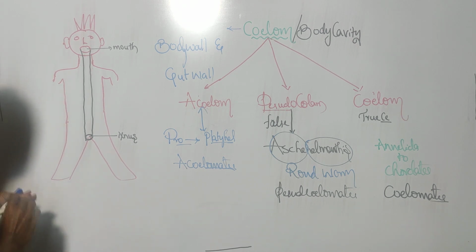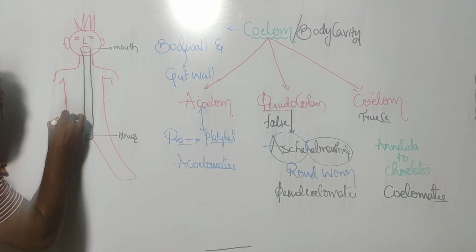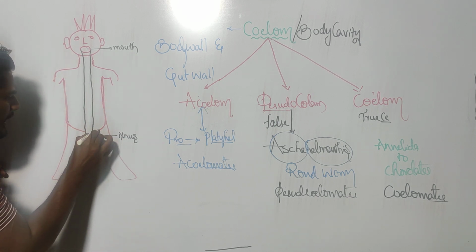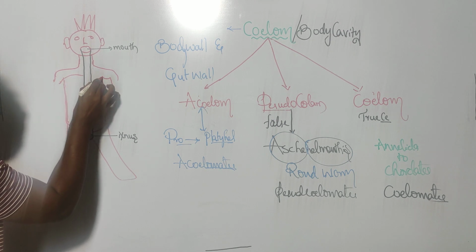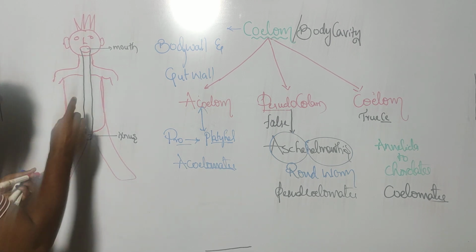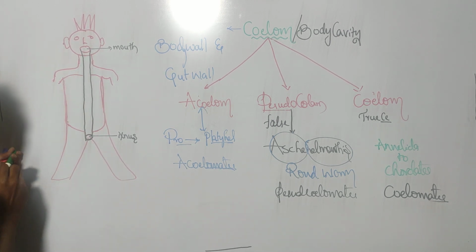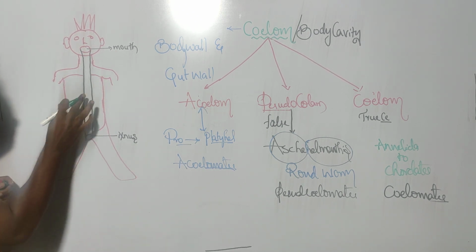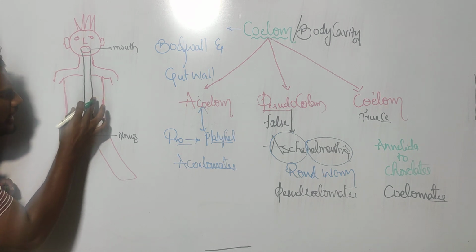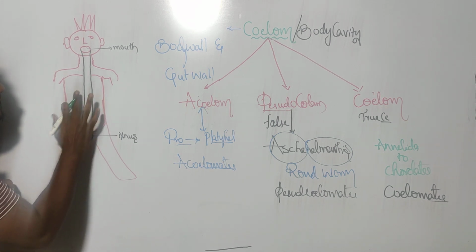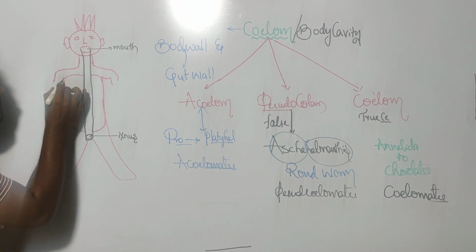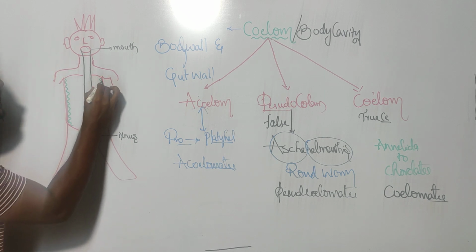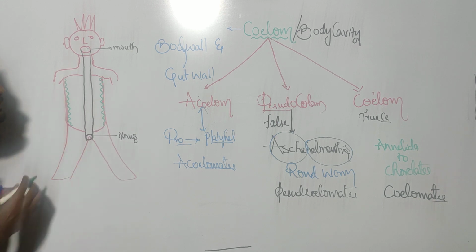All this is the body wall, up to the alimentary canal. Now, in between the body wall and the alimentary canal, so this is the alimentary canal and this is the body wall, in between these two the empty space is present. Yeah, this is the empty space. And this empty space is lined with one germinal layer, which is known as the mesoderm. This is the mesoderm layer.